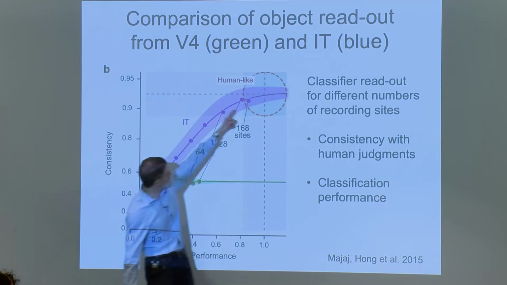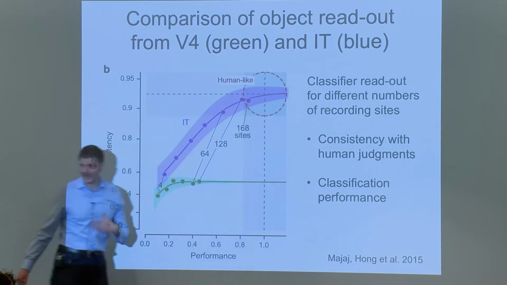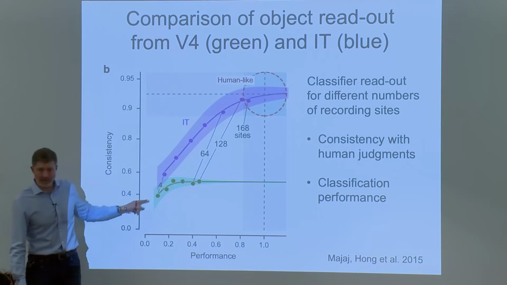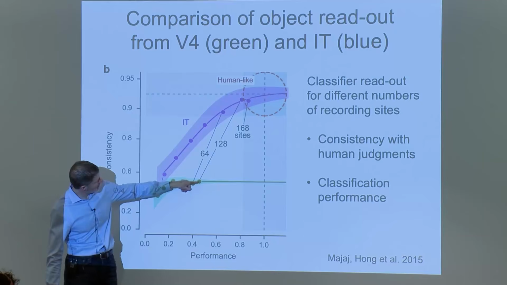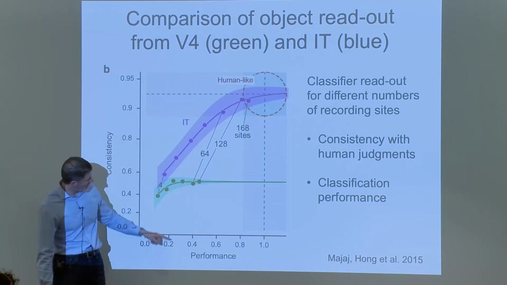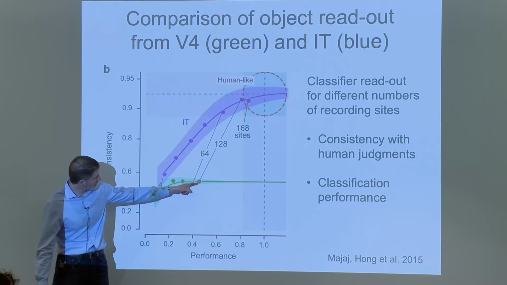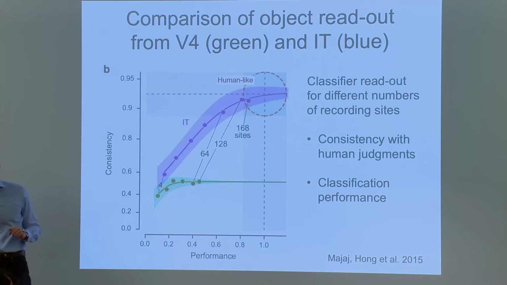And so the idea is that with a modest number of sites, like a couple hundred sites, you can classify things about as well as people can, and with pretty good consistency with human judgments. By comparison, if you do the exact same thing in an earlier stage of the ventral stream, V4, even with, I guess the most they analyzed here is 128, the classification performance is above chance, but not very good, and things are not very consistent with human judgments. Okay.